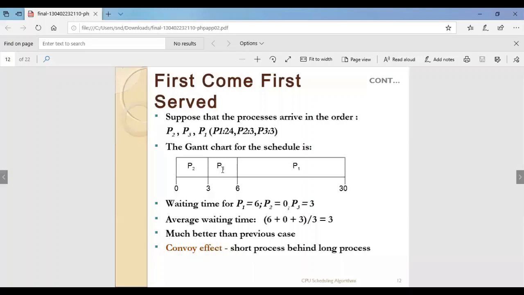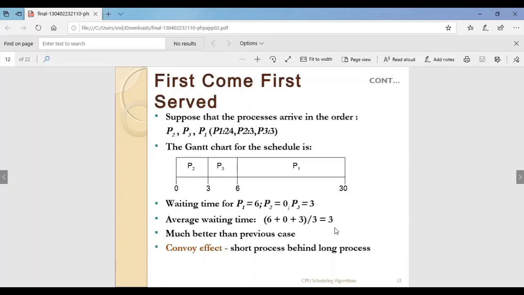So what happens here now? P2, P3, and P1. The Gantt chart is P2, P3, and P1. So what is the waiting time of P1 now? P1 here means how much? 6. It got the processor at 6. Then P2 is how much? 0. And P3 is how much? 3. So again, average waiting time is 6 plus 0 plus 3 divided by 3.